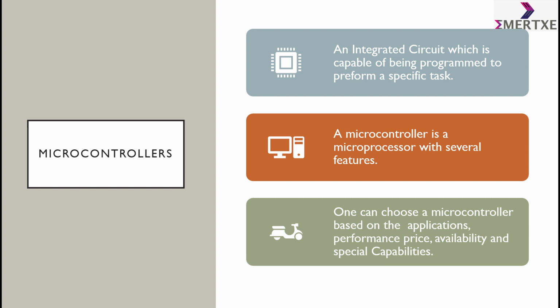If you take a microcontroller, all components of a microcontroller are in a single chip. If you take a microprocessor, it has CPU, RAM, ROM, port, and timer, right? Here we'll have different other features as well. It is less flexible and it has less design complexity. So you can choose a microcontroller based on its performance, price, availability of tools, special capabilities, etc.